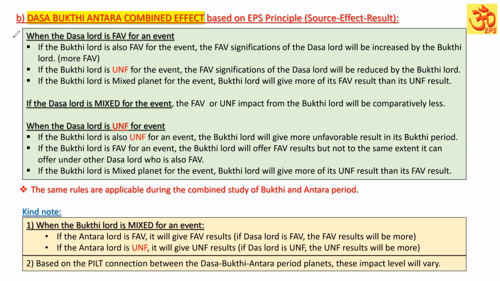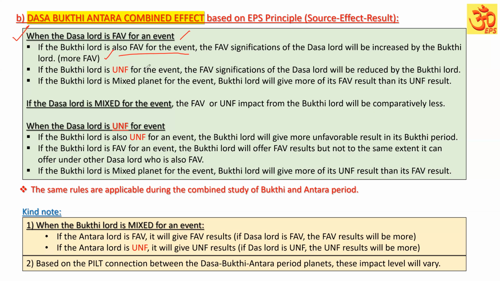So now, the first condition, when the Dasa Lord is favorable for an event. If the Buddhi Lord is also favorable for the event, the favorable signification of the Dasa Lord will be increased by the Buddhi Lord. Correct. More favorable because both are favorable.